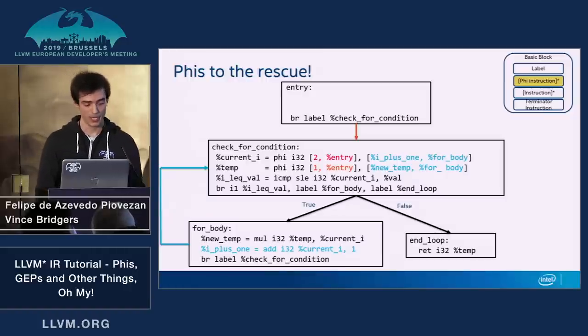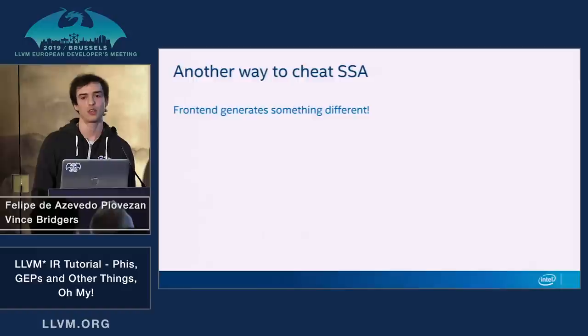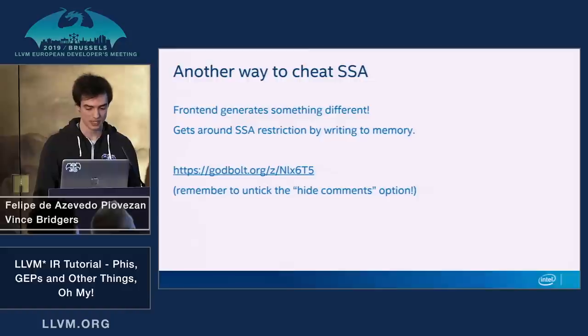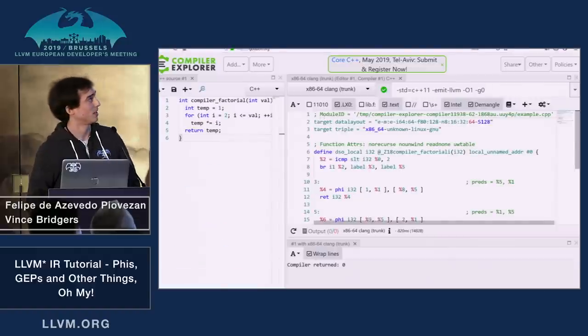So we've been able to enforce the SSA property while implementing our for loop, but if we were to look at what the compiler at the front end would have generated, it would have been something different. It would have gotten around this restriction by reading and writing from memory. Now, because every presentation nowadays needs a godbolt link, let's quickly look at what Compiler Explorer can give us.